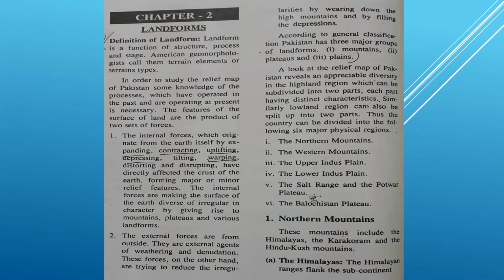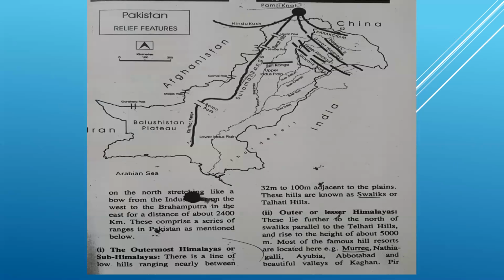Outer or lesser Himalaya. These lie further to the north of Shivalik, parallel to the Tilhati hills, and rise to the height of about 5,000 meters. It can be asked in MCQs, 5,000 meters, the height of the outer or lesser Himalaya. Most of the famous hill resorts are located here. For example, the areas full of scenic beauty located in this region are Murree, Nathia Gali, Ayubia, Abbottabad, and the beautiful valley of Kaghan.